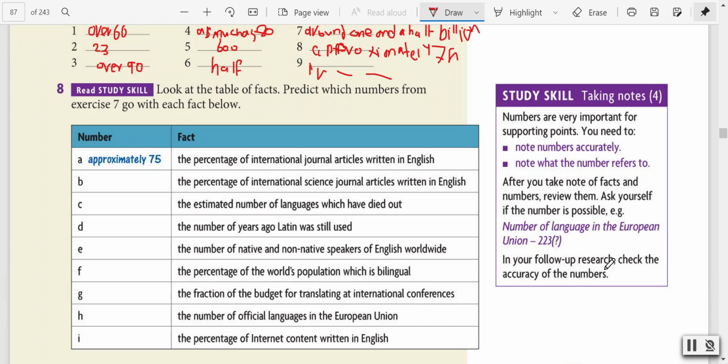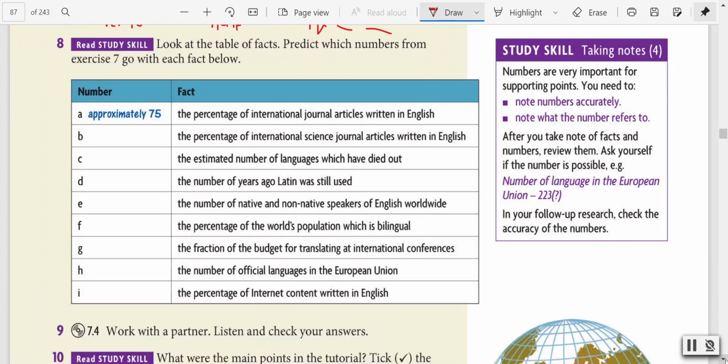And in your follow-up research, check the accuracy of the numbers. Check the numbers, are they right or not? You must write them accurately.